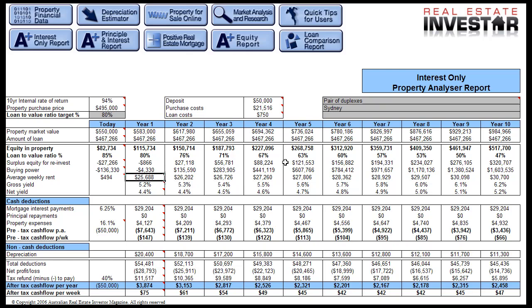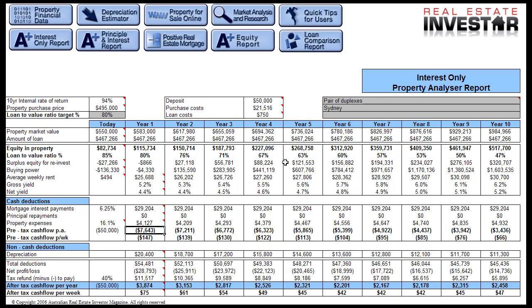When it comes to average weekly rent, by the time we take vacancy rates into account, we can see year 1 income is $25,688, and as we said, growing at 2% with inflation each year, hence why the rent's creeping up over the 10-year period, giving us a gross yield right now of 5.2%, or essentially, our rental income as a percentage of the purchase price of the property. Now, once we take off the property expenses, our net yield of 4.4% is essentially the surplus we have to apply to the mortgage interest payments.